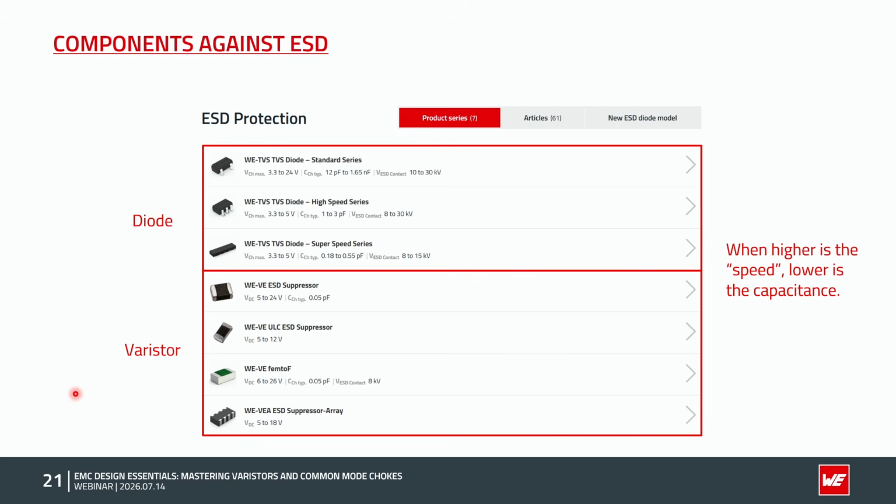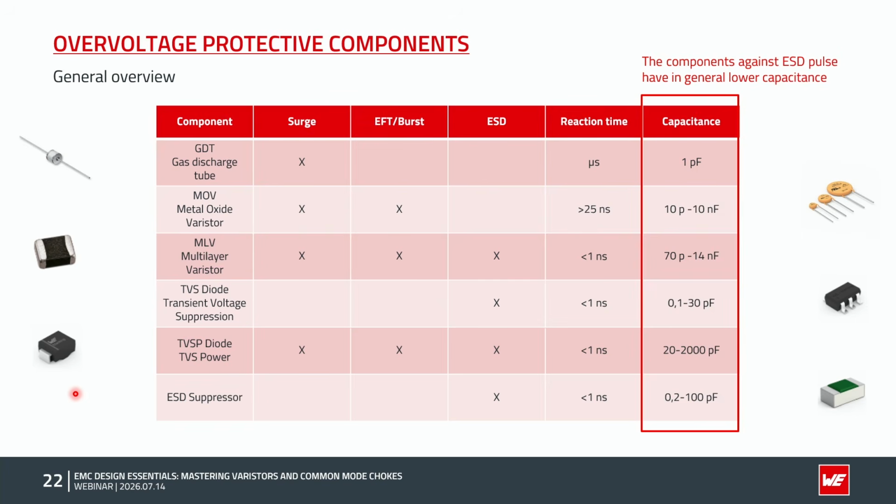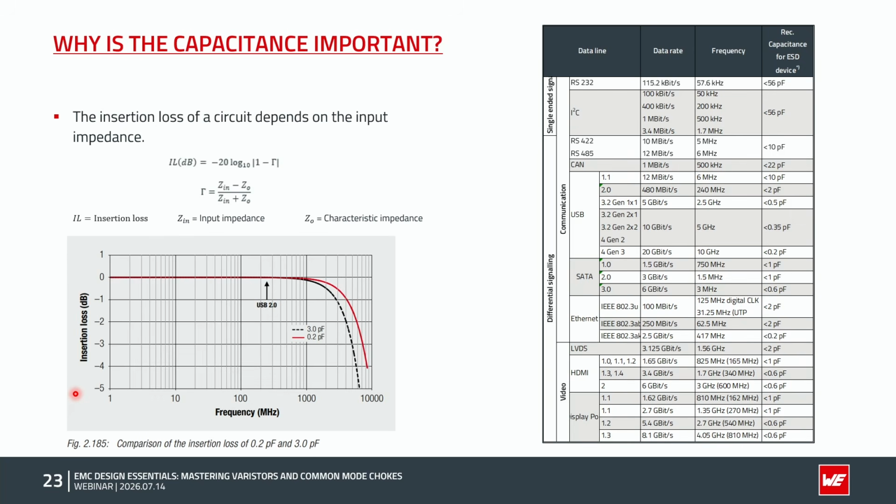Let's take a look. If you remember the general overview of the components which were presented before, you can see that the components for ESD pulse protection have in general lower capacitance. But why do we emphasize so much the capacitance? Why is it important for ESD protection devices? Okay, capacitance is related to the insertion loss.